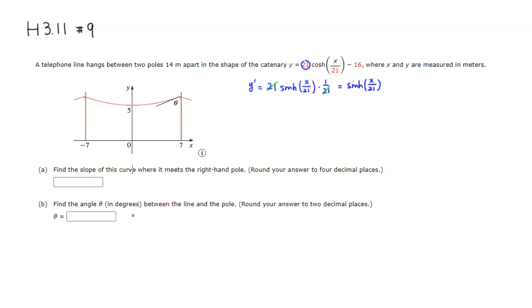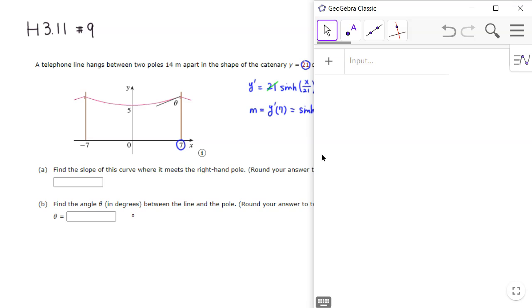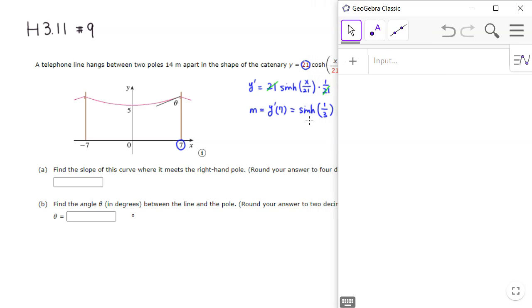If you want to find the slope, slope m is going to be the derivative, and then we plug in x at that point, which is 7. So this is going to be hyperbolic sine of 7 over 21, which is the same thing as 1/3. We need to borrow technology a little bit here, so I'm going to open up GeoGebra and compute the hyperbolic sine of 1/3.